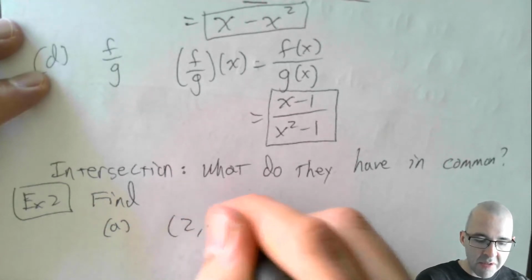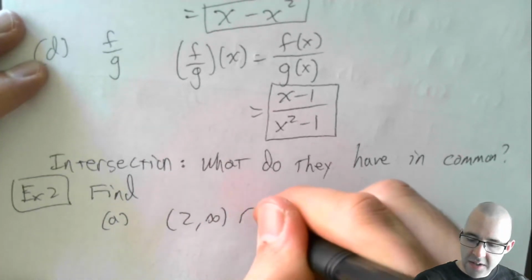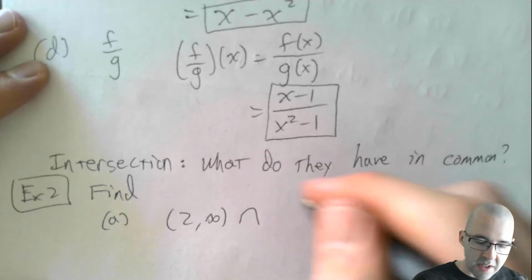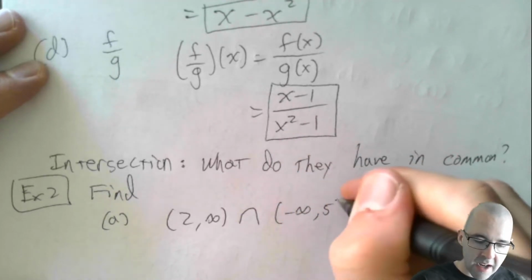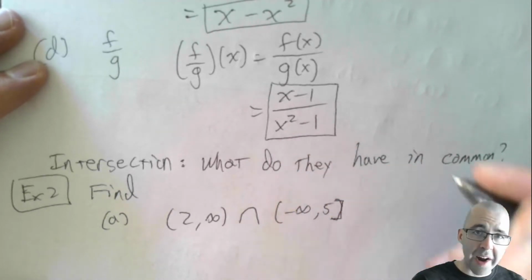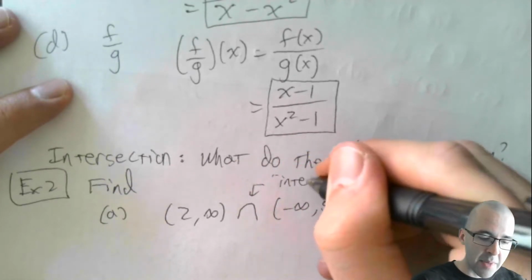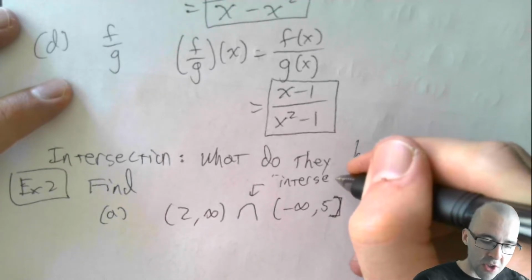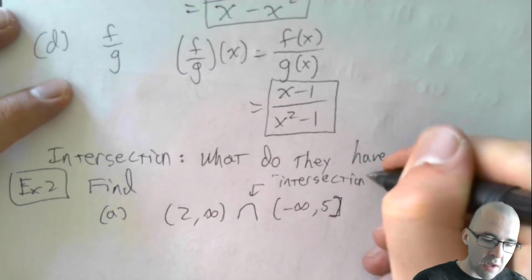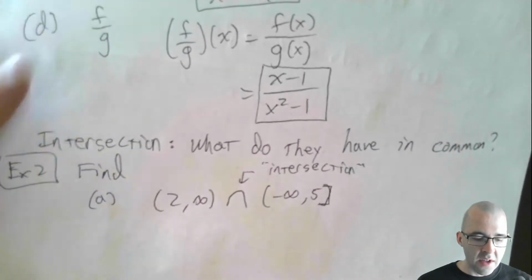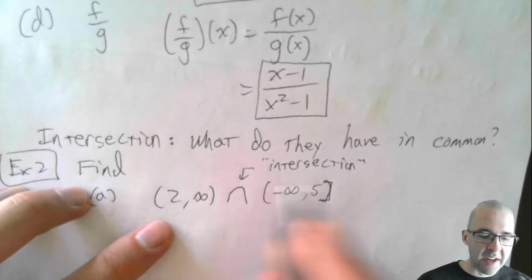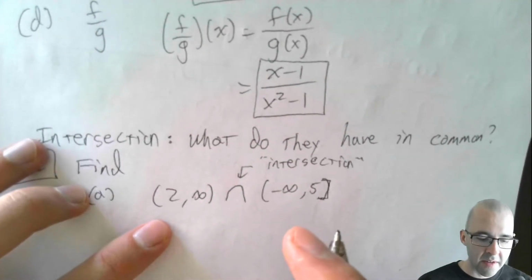The interval 2 to infinity intersected with the interval negative infinity to 5. It's supposed to be a bracket. All right, and again, that's our sign for intersection. It's a big arc. Arch intersection. Okay, so one way that can be useful to find the intersection of sets is to draw them on the number line.